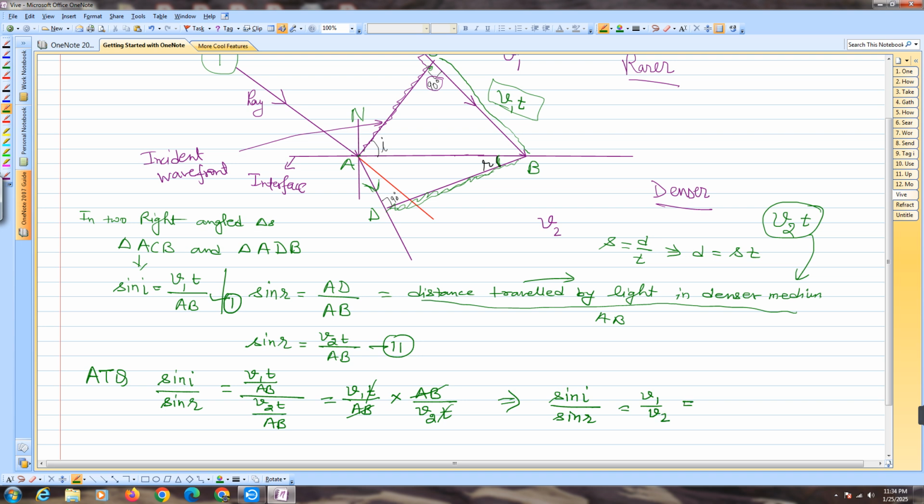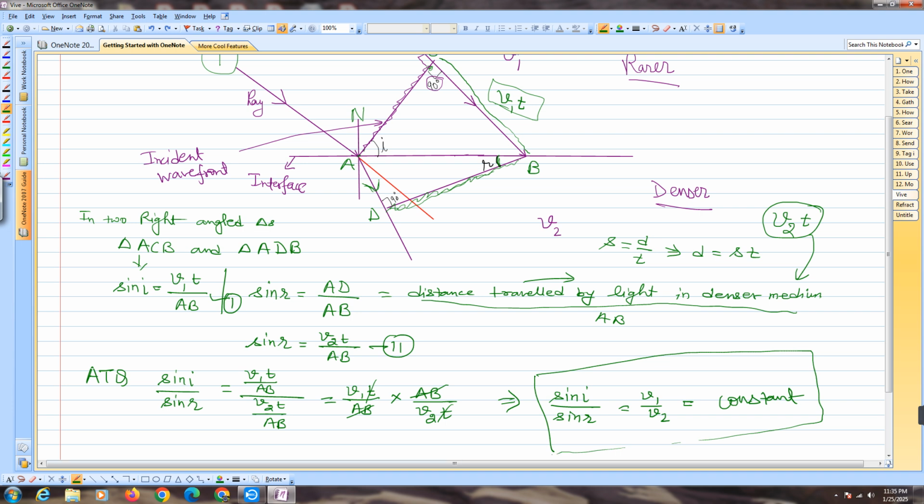Now what is V1? V1 is the speed of light in medium 1, which is rarer in its nature, and V2 is what? Speed of light in medium 2, which is denser in its nature. As we know that V1 and V2 both are constant, so the ratio of two constants will also be constant. So this is the verification of the first law of refraction, which is also known as Snell's law. Sine I upon sine R is equal to constant.